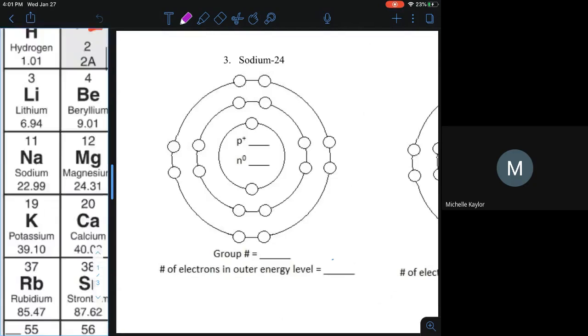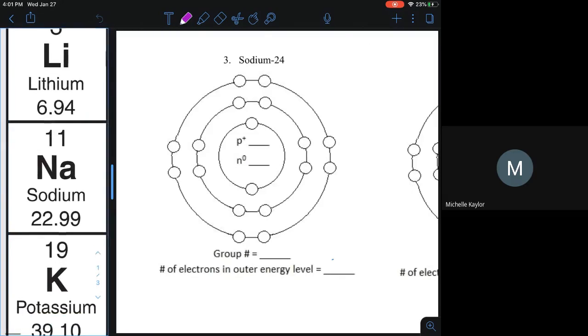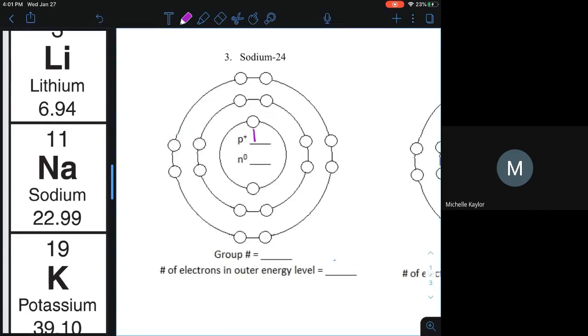This is sodium. Okay. Sodium is atomic number 11, which means that sodium has 11 protons, right? To find the number of neutrons, you are going to take the mass number that is given, which in this case is 24, and you are going to do 24 minus the number of protons. So 24 minus 11, which is 13.